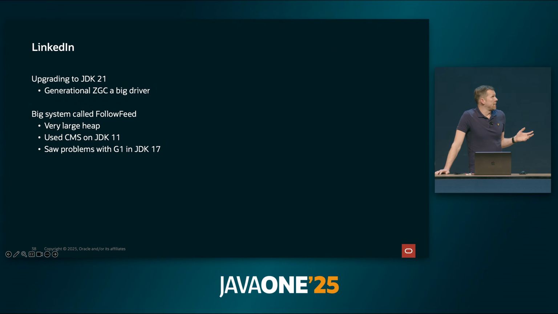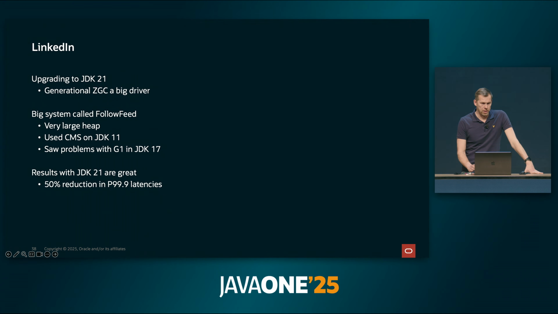When upgrading to JDK 17, they still saw some problems with G1, because in JDK 17, they could no longer use CMS because we removed that garbage collector. But there was a solution to this. In JDK 21, we have generational ZGC, and the results they see with generational ZGC there are really, really good. They see a 50% reduction in P99.9 latencies. So really nice to see that from yet another company in the real world.